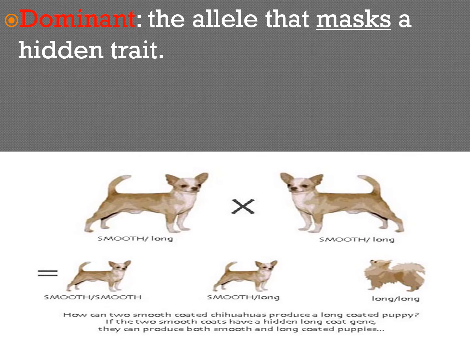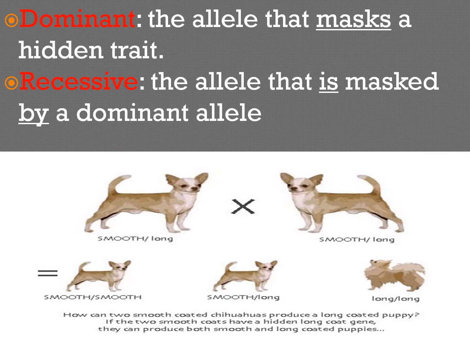Dominant, the allele that masks the hidden trait. Dominant always wins. Recessive is what's masked. What it's basically saying is dominant takes over. If somebody is dominant, they always got something to say. They try to control. They try to dominate. That's the whole point of dominant, it dominates. Recessive is the allele that is masked.